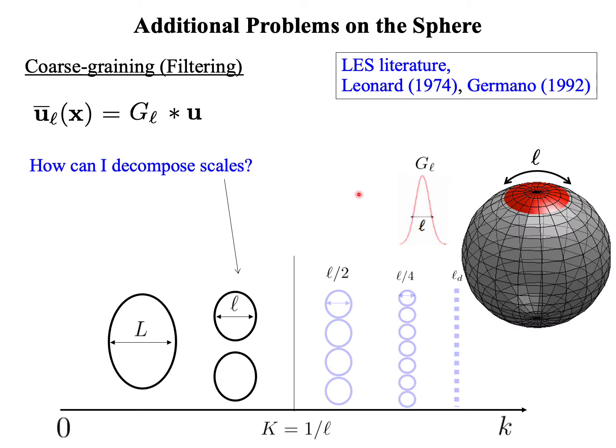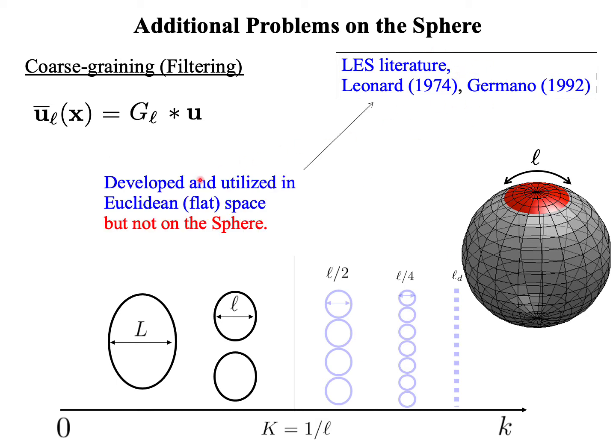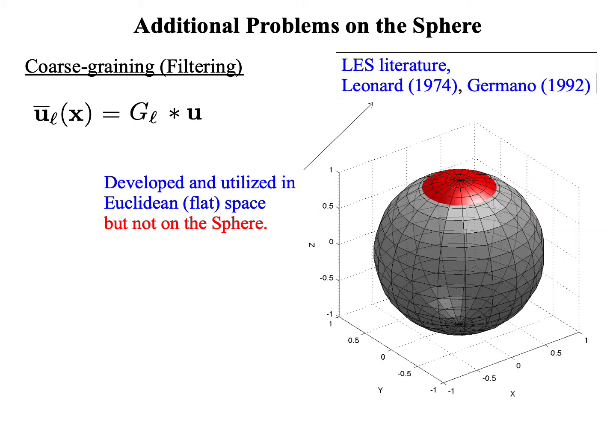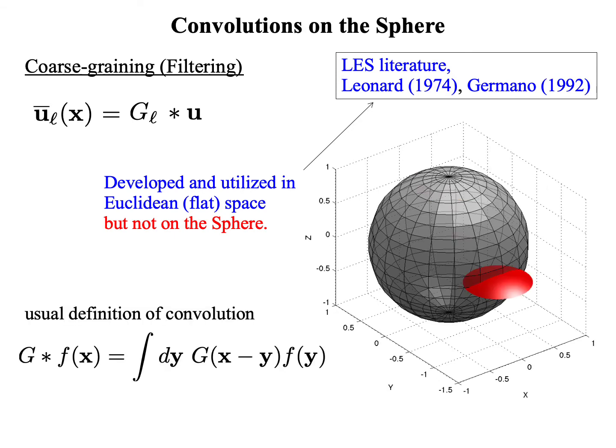Okay, how do I decompose scales on a sphere? The ocean lives on a sphere. All this machinery was developed in the LES literature on flat space, not on a sphere. You might say, wait a minute, Earth lives in 3D flat space. What's the big deal? If I use a traditional definition of convolution in 3D space, this is what happens to the kernel. From the polar cap, it comes down. It doesn't quite filter or average locally around the equator.